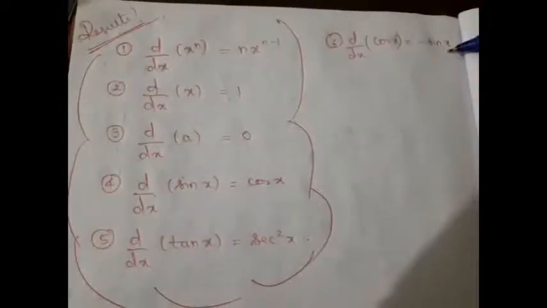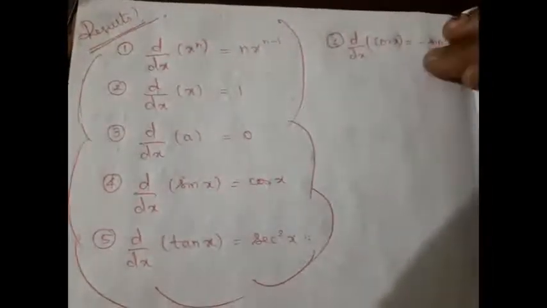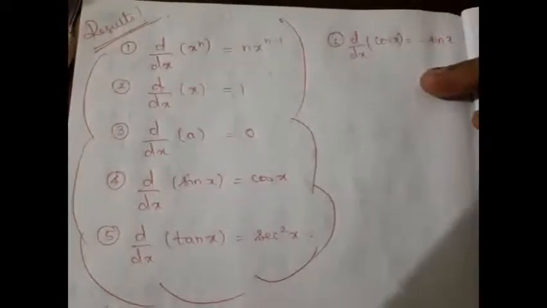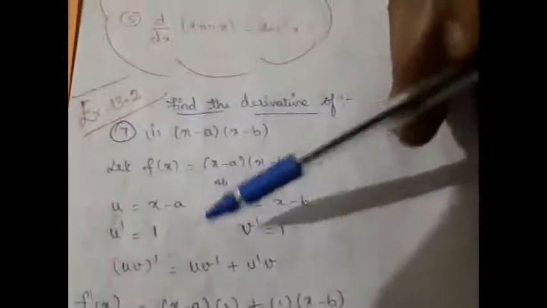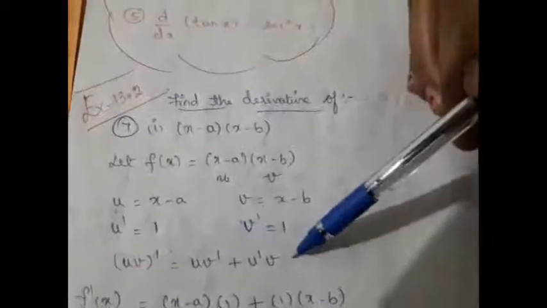This problem I gave as homework. So you have to remember all these things. Along with this you have to remember the product rule and the quotient rule. What is the product rule? (uv)' is equal to uv' plus u'v.